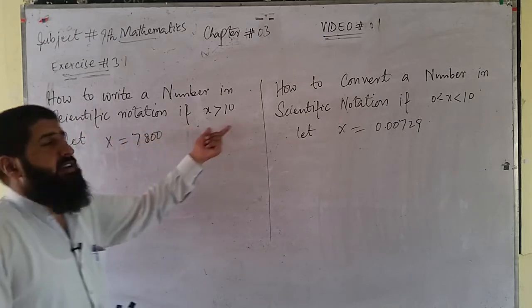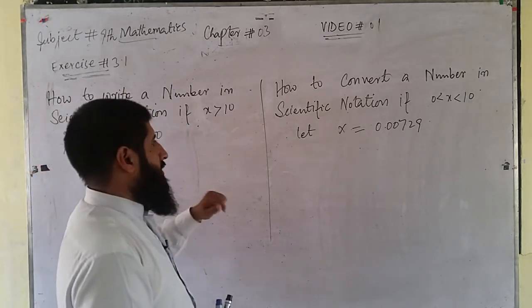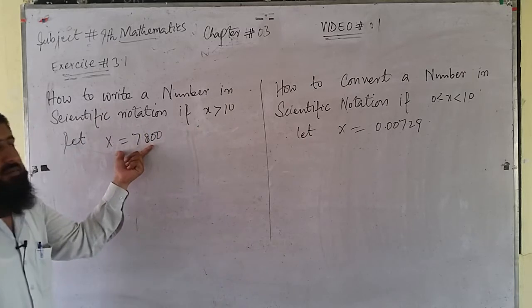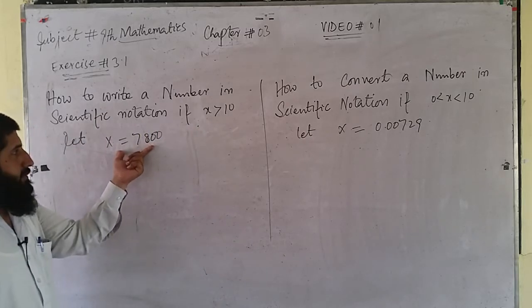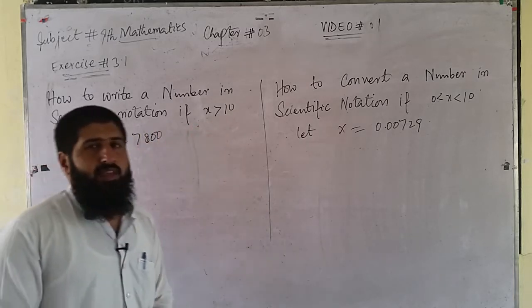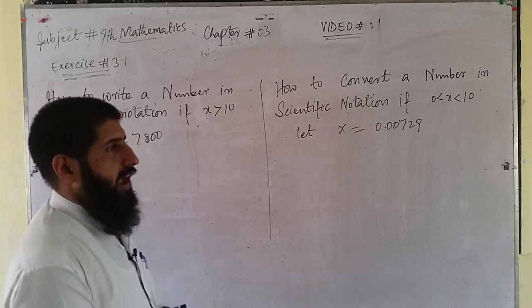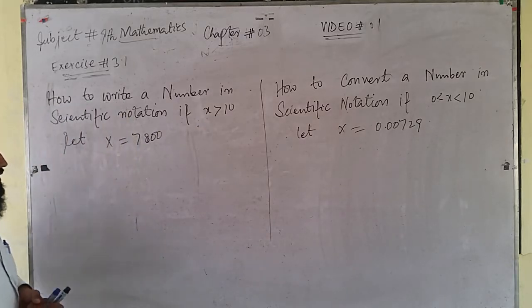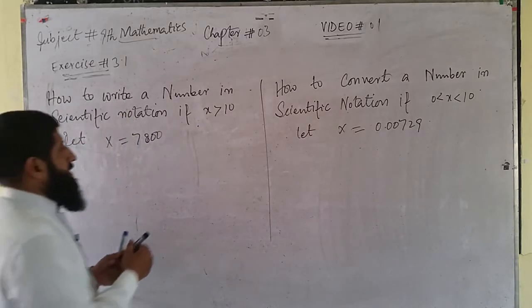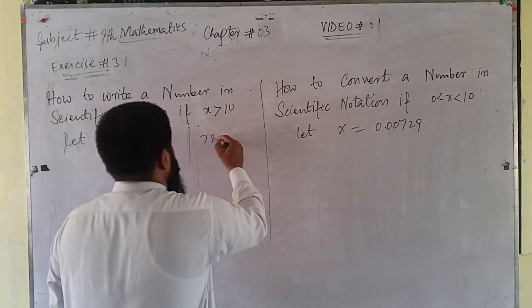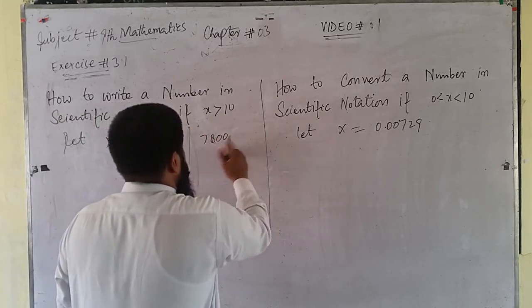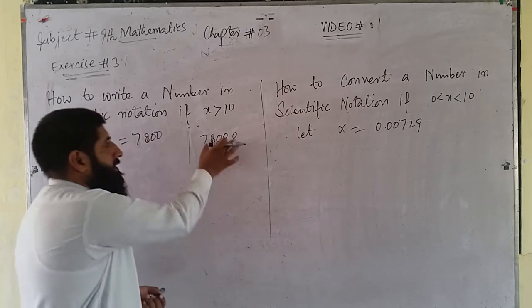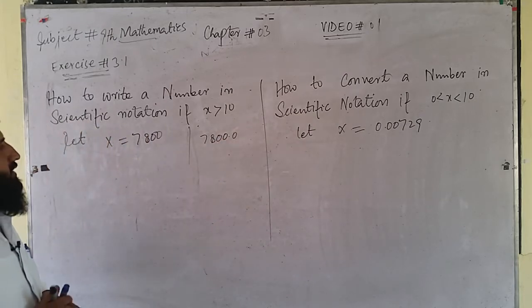In the first case, we are going to discuss how to convert a number into scientific notation if that number is greater than 10. For example, we have a number 7800, which is greater than 10. How will we convert such a number into scientific notation? It should be kept in mind that such a number can also be written as 7800.0.